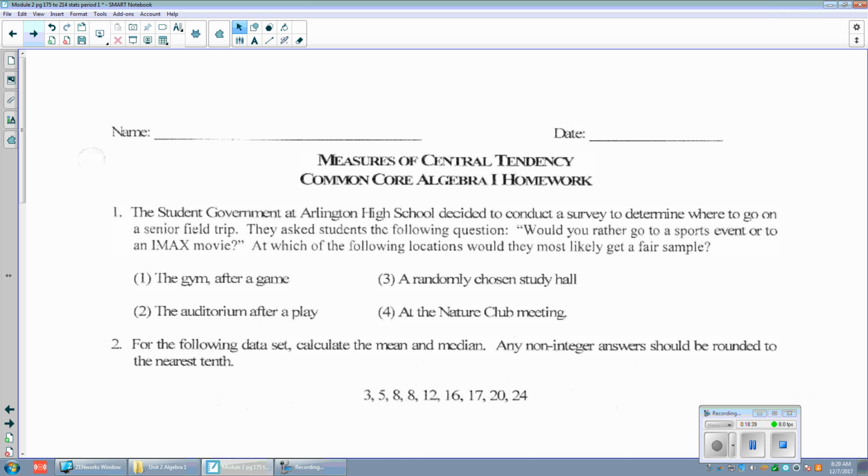Here is the homework. The homework is the next 2 pages.